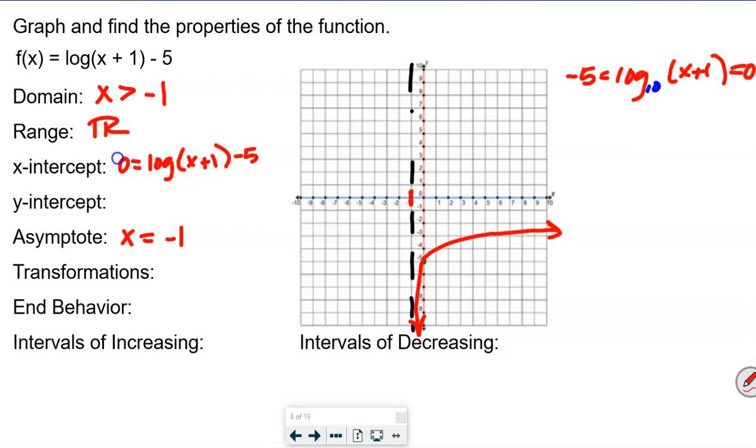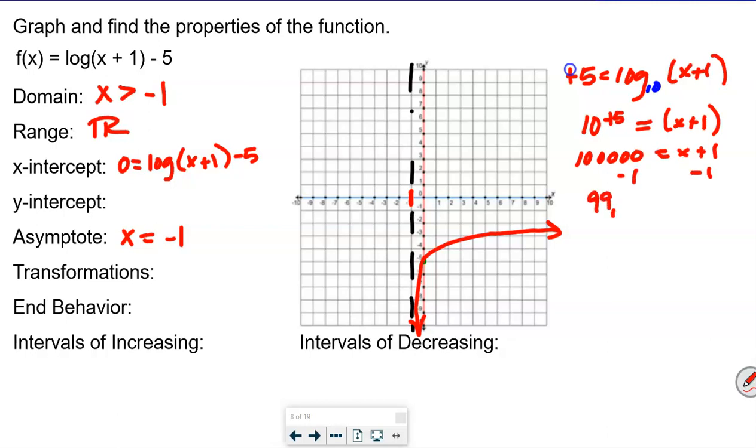So we're going to move that. So I already did that. So I moved the 5 already, y'all. So now we're going to put it in exponential form. So that's going to be 10 to the -5, and that's going to be equal to x plus 1. Sorry, y'all, when I moved that, it should have been a plus, right? So that's going to be 10 to the 5th. So that's 1, 2, 3, 4, 5 equals x plus 1. Then we're going to subtract the 1 from both sides. That's going to be 99,999. So that's going to be our x-intercept. 99,999, yeah, it's way out there, okay?